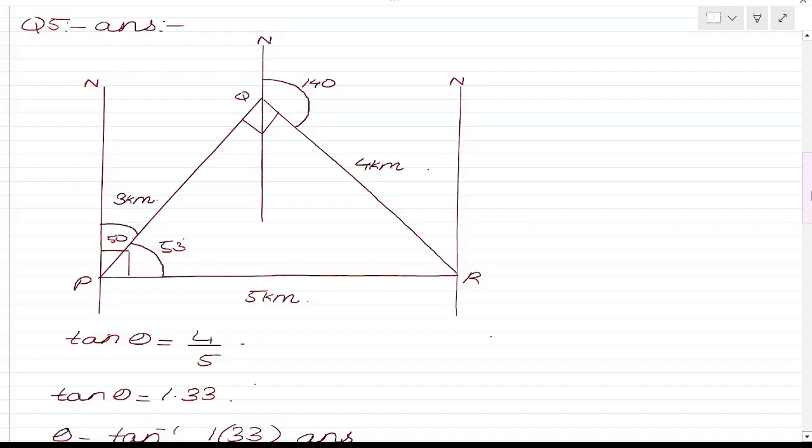So firstly, we drew a point. Let's say that point is P, and we extended its north line. You do not need to extend its south line. Okay.